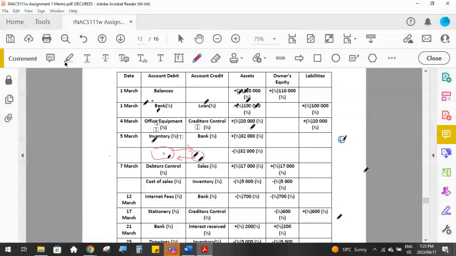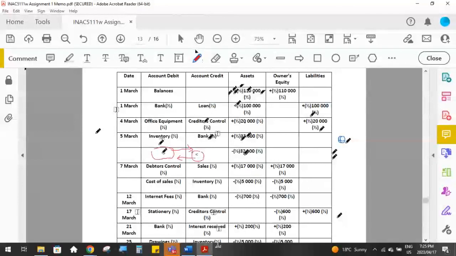On the 5th of March, we purchased trading inventory. So our inventory is increasing, asset is increasing. So we debit the asset and it's increasing, and we credit the bank account. A bank account is an asset, so that asset is decreasing.